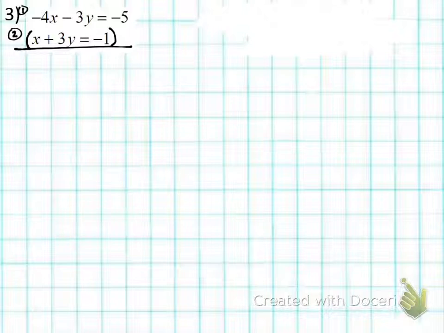So what variable do we want to eliminate? The x's or the y's? The y's. Why? Because there's the same number of them. Good, exactly. They're the same number. We got negative 3y and then we got positive 3y.